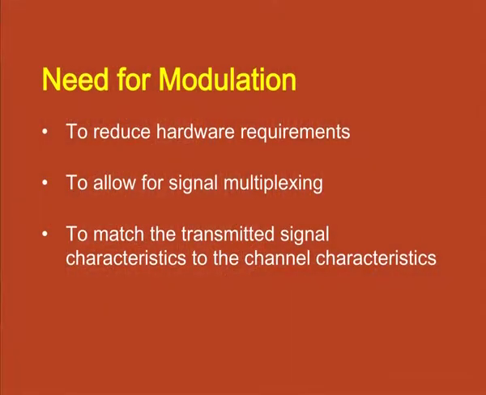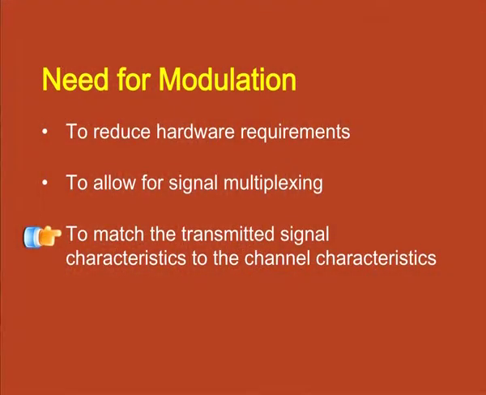Now, we come to a point where we need to understand why we need to have modulation. What is the basic purpose of having modulation? Modulation in any communication system leads to three kinds of improvements which are fundamental to the design of a communication system. First, it allows us to reduce the hardware requirements. Second, to allow for signal multiplexing. Signal multiplexing means we can transmit multiple information signals onto the same channel. And third, to match the transmitted signal characteristics to the channel characteristics.